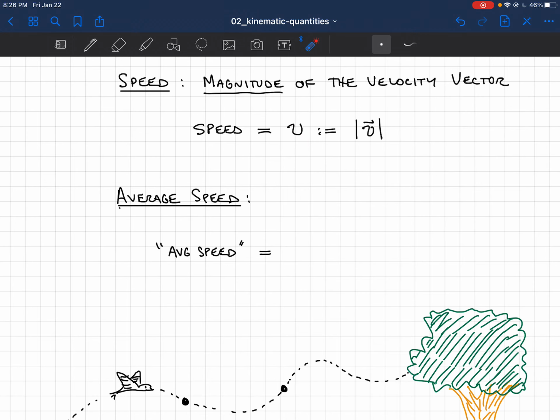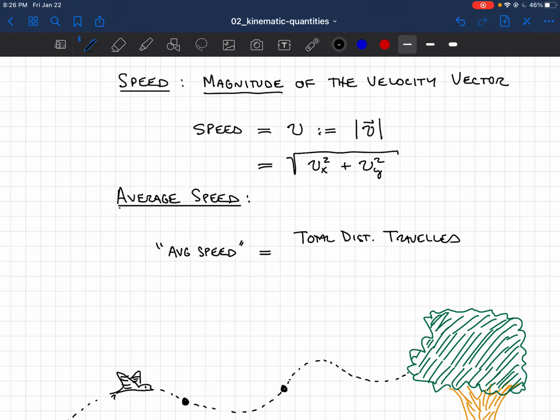So that's the speed. If you have components, then you know that the magnitude of a vector can be written as the square root of the sum of the squares of its components by the Pythagorean theorem. We saw that last time. So speed is a single number. The average speed is something completely different, and that's why I said these are definitions you just have to memorize. The average speed is defined to be the total distance traveled over the total time.